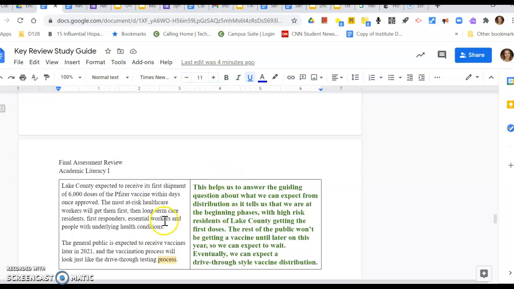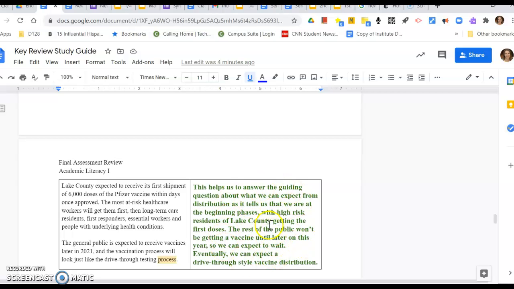And then I always remember connecting it back to the essential question here. I said this helps us to answer the guiding question about what we can expect from distribution, as it tells us we are at the beginning phases with high-risk residents of Lake County getting the first doses. The rest of the public won't be getting a vaccine until later on in the year, so we can expect to wait. Eventually, we can expect a drive-through style vaccine distribution.